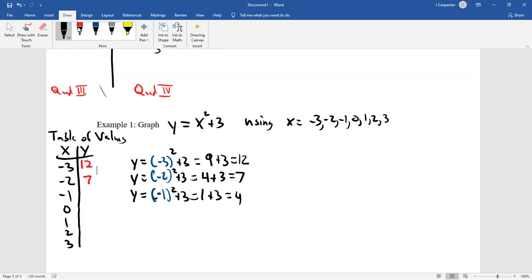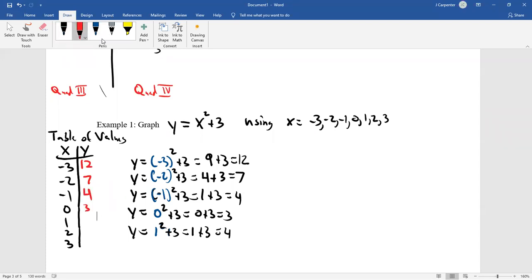I'm going to fill in those answers after the fact, just so I can kind of move along. When I plug in the 0, y equals, I don't need the parentheses anymore because that's not a negative anymore. So 0 squared plus 3, which is 0 plus 3, and that's 3. And the 1, y equals 1 squared plus 3, which is 1 plus 3, which is 4. Huh, interesting. Let me start filling these out. 7, 4, 3, 4.